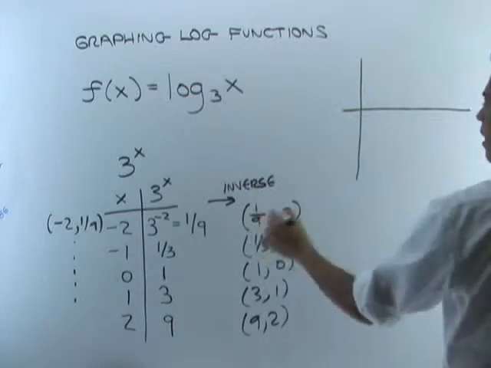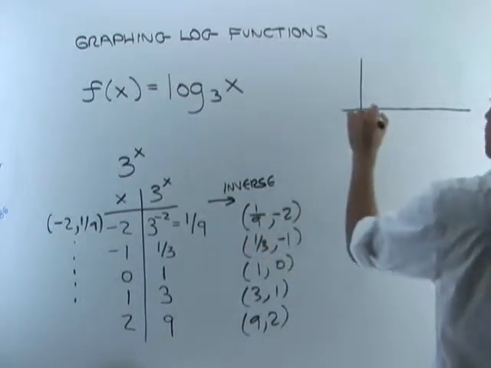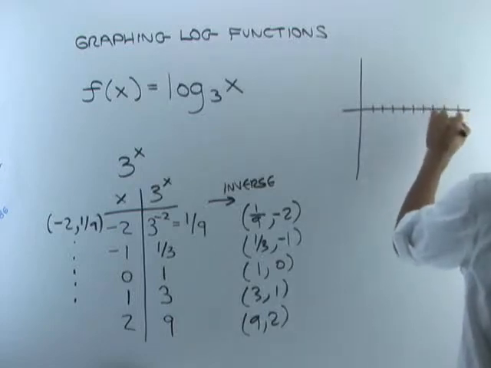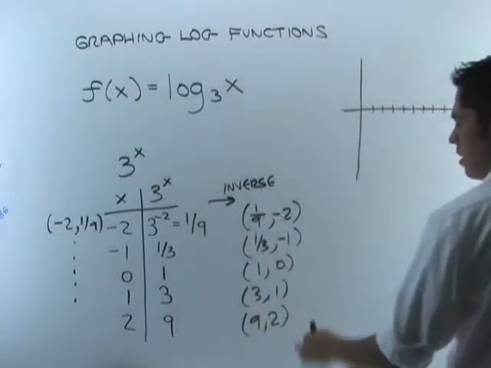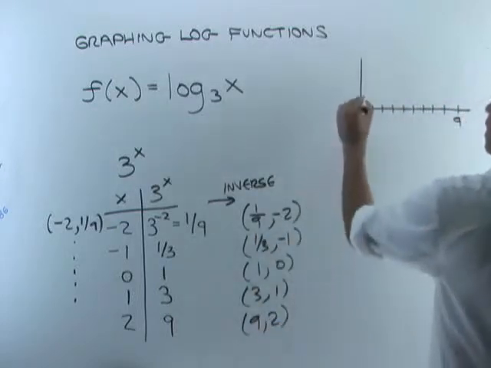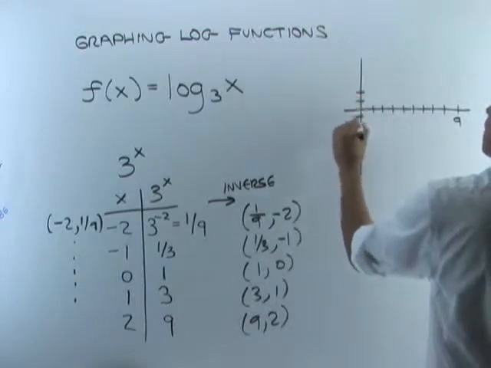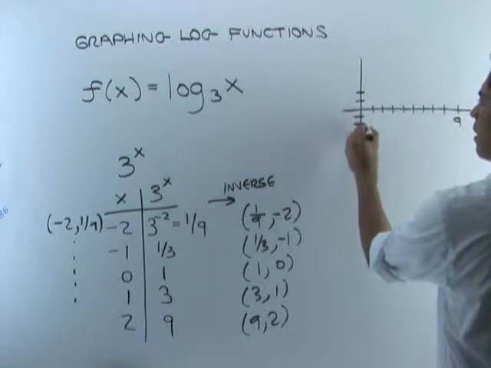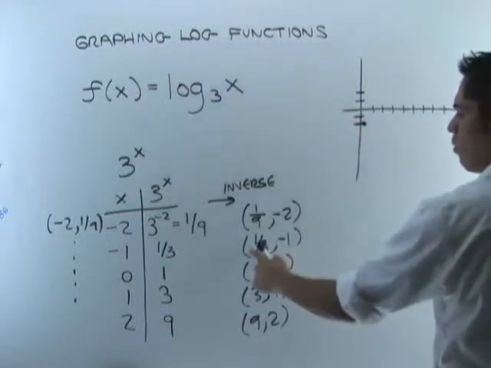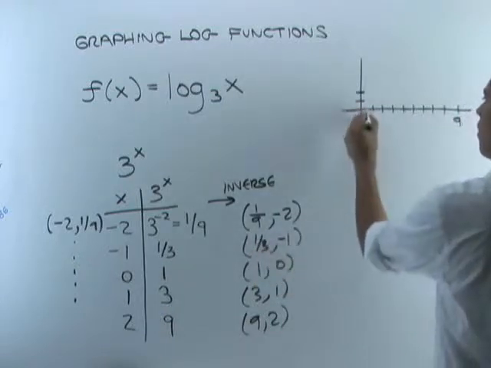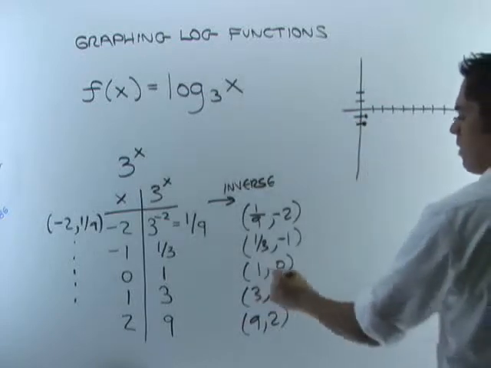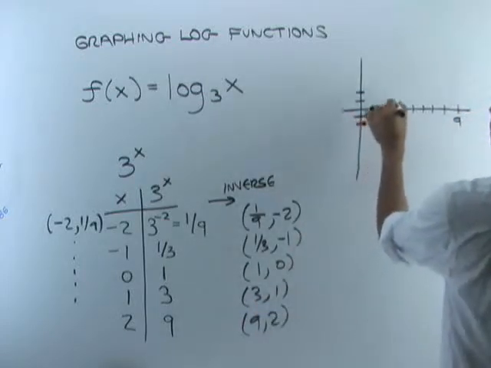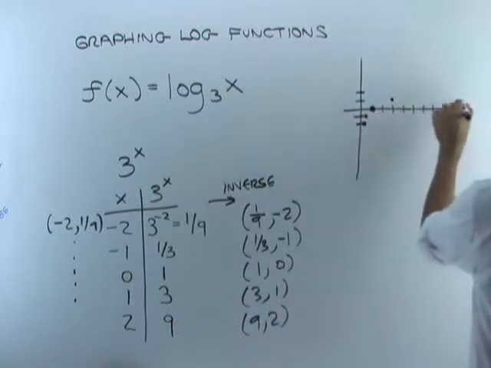Now if I just plot those points, I'm going to have the graph of the log function. So I'm going to go out 1, 2, 3, 4, 5, 6, 7, 8, 9. 9 is the furthest I go out in my x coordinates. My y coordinates go between -2 and 2. So at 1/9 I'm at -2. So I go out 1/9, I go down -2. At 1/3 I'm at -1. So I go out 1/3, I'm here at -1. At 1 I'm at 0. At 3 I'm at 1. And at 9 I'm at 2.